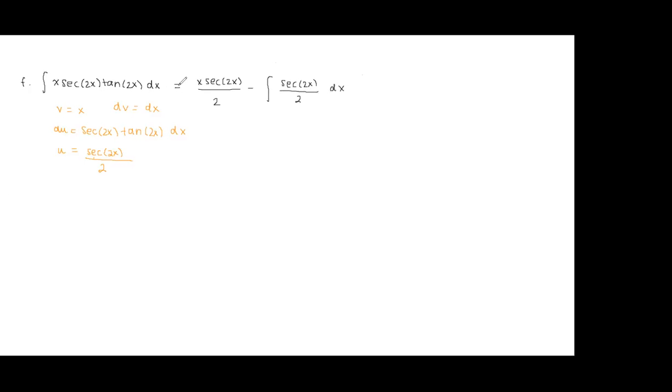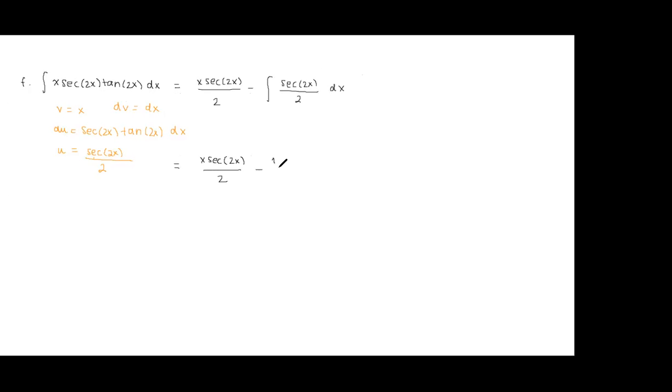Right? And again, this was the whole point. The x that we had originally in our integral now disappeared because we differentiated it and it became just a constant. So at that point, I can evaluate this as x secant of 2x over 2. And then the antiderivative of this.